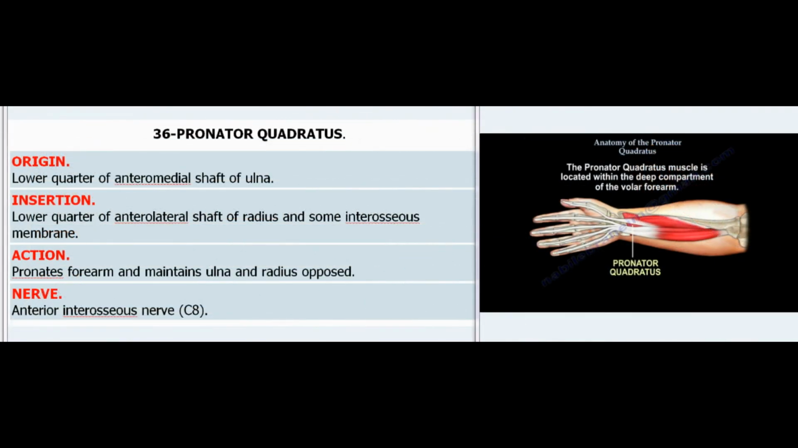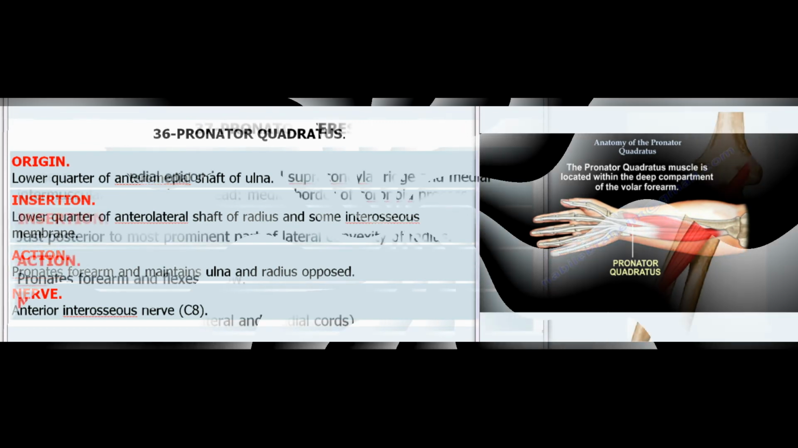36. Pronator quadratus. Origin. Lower quarter of anteromedial shaft of ulna. Insertion. Lower quarter of anterolateral shaft of radius and some interosseous membrane. Action. Pronates forearm and maintains ulna and radius opposed. Nerve. Anterior interosseous nerve, C8.